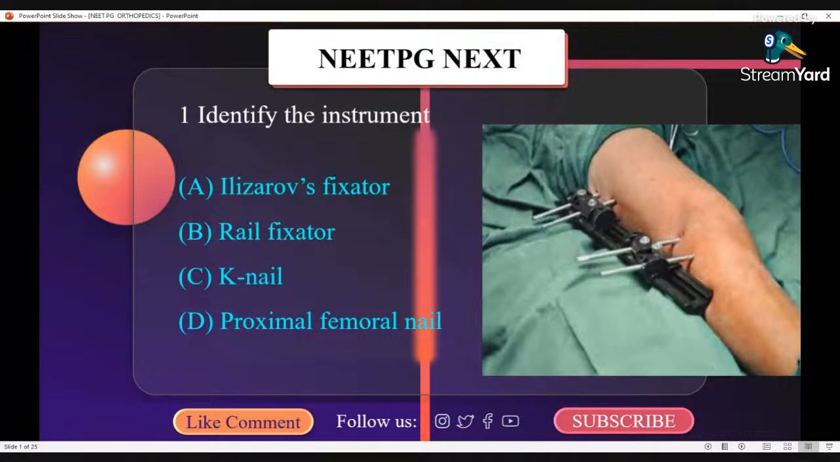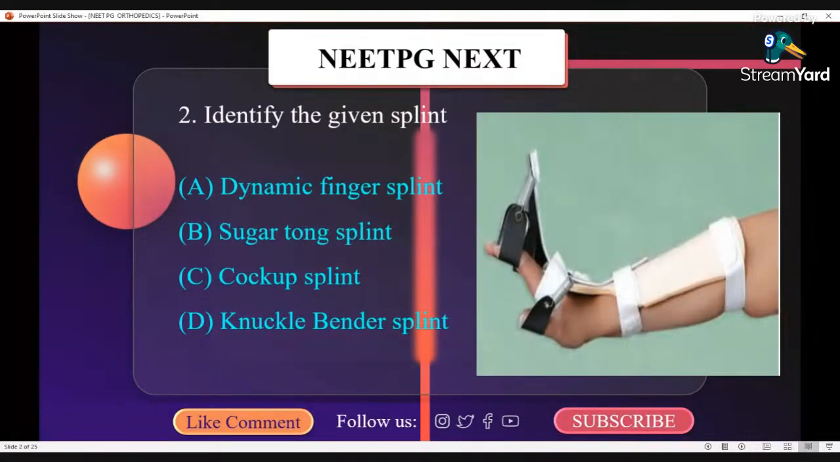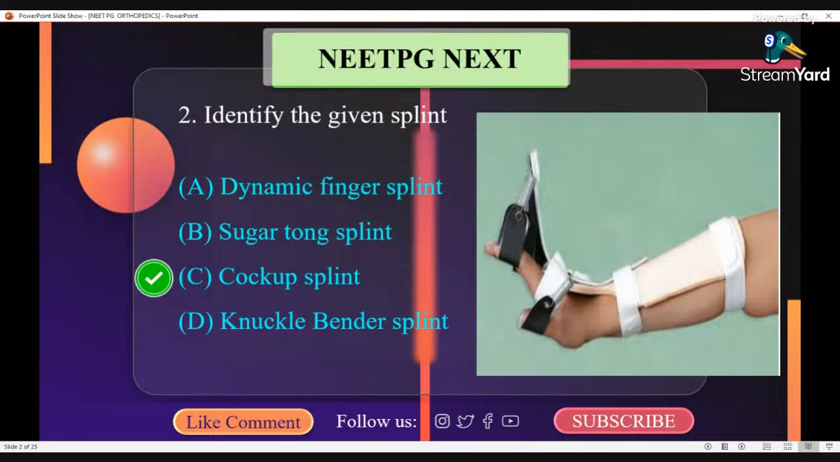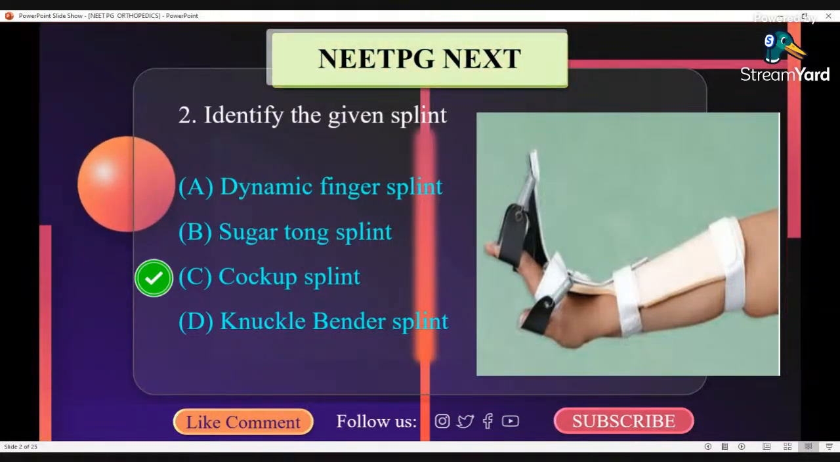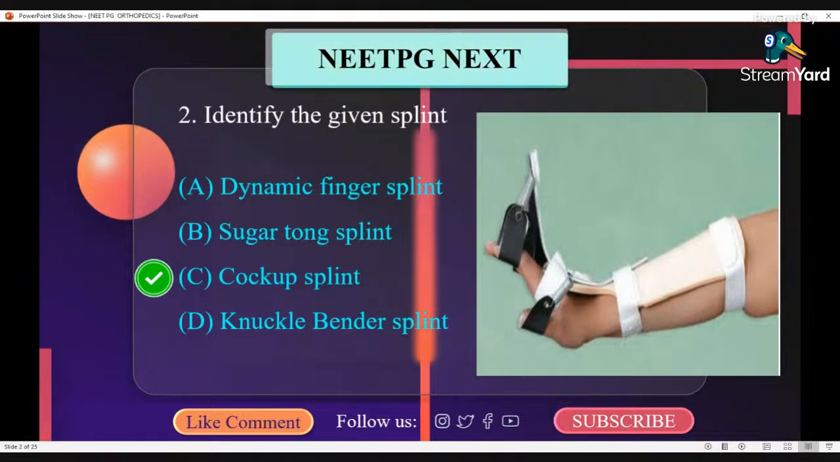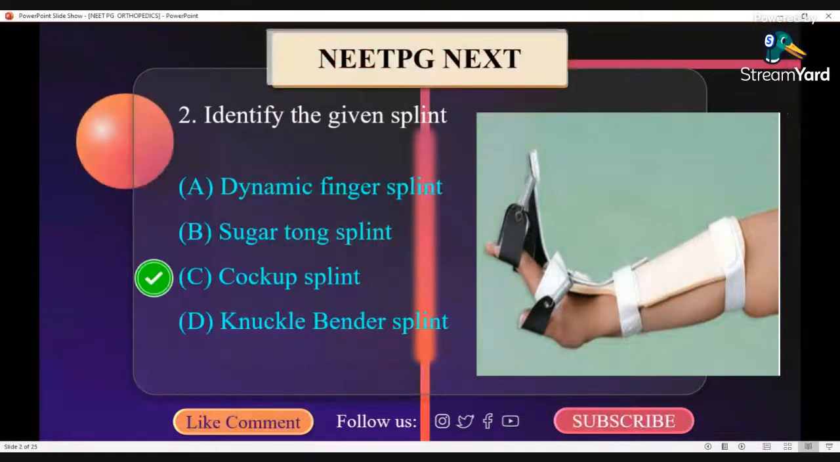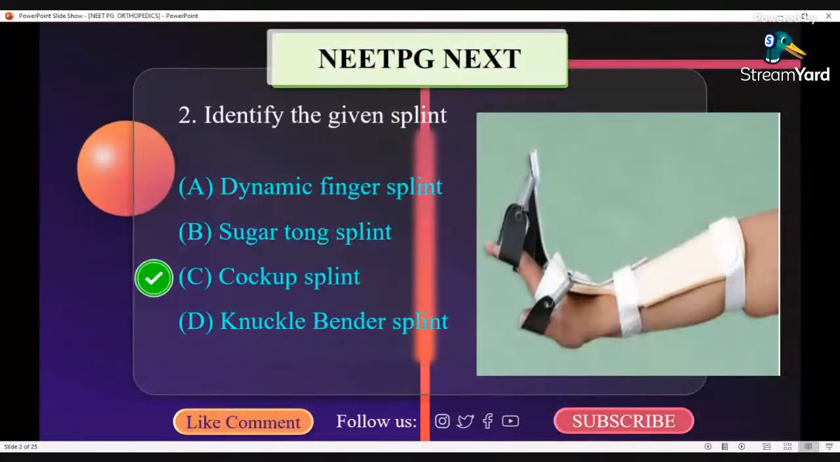Identify the given splint. It is a cock-up splint. So the correct option here is cock-up splint. Now we will see the different types of splints. Cock-up splint is a static wrist orthosis.